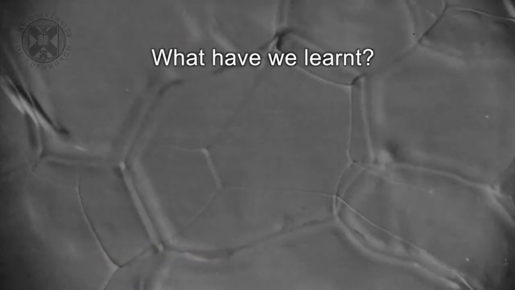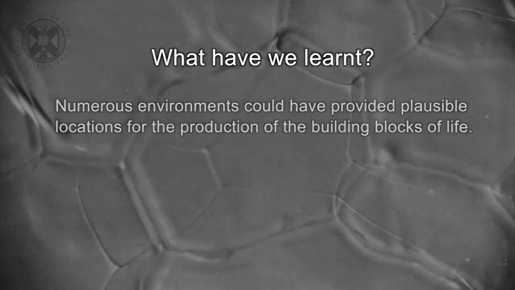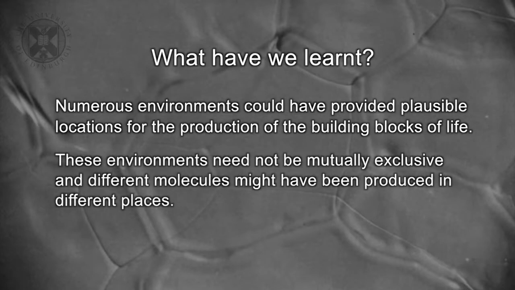So what have we learned in this lecture? Well, hopefully we've learned that numerous environments could have provided plausible locations for the production of the building blocks of life, and we've looked at some examples of those possible environments. We've learned that these environments need not be mutually exclusive, and different molecules might have been produced in different places. Indeed, the whole of the early Earth might have been a giant prebiotic reactor.